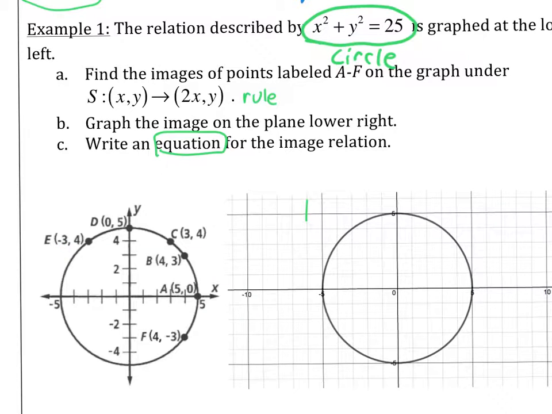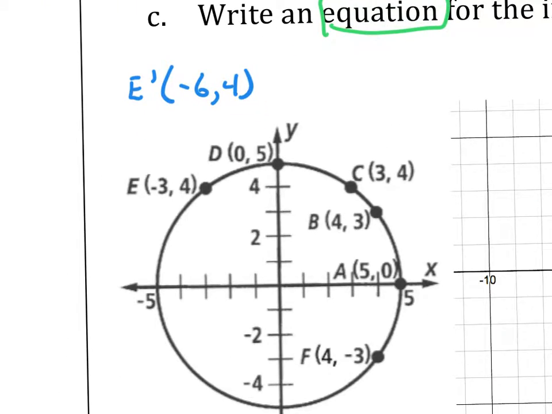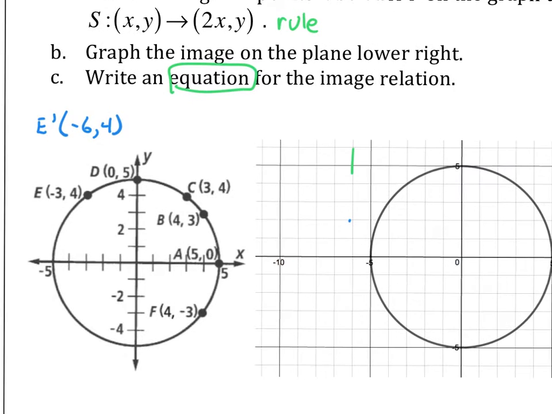So for E here, I'll just write it up here, E prime, because that's the image. E prime doubles just the x, and the y stays as is. So E prime is -6, +4. While we're here, let's go ahead and graph that. -6, +4 is right here. So if we look at the original one here, this is your E, and now E prime is over there.